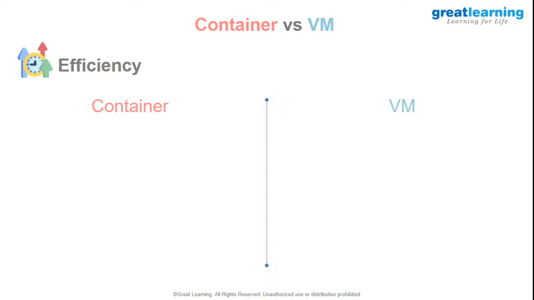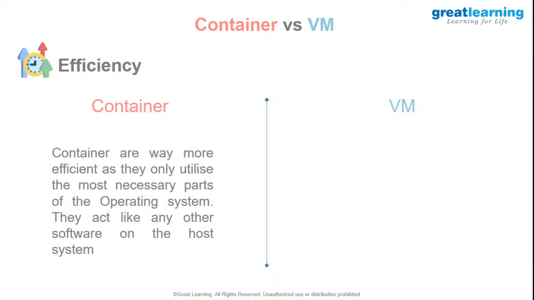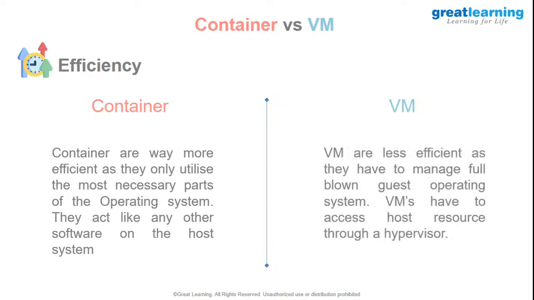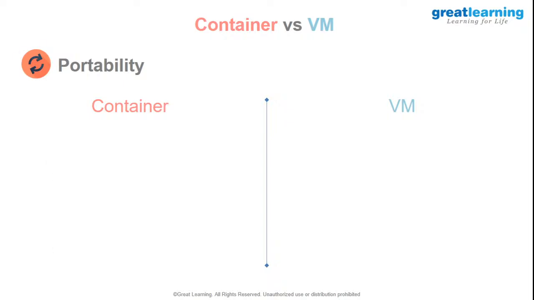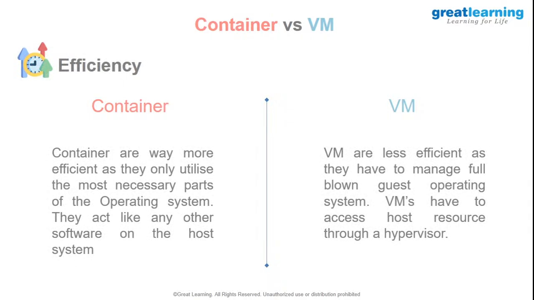So let's see the efficiency of container versus VM. This is somewhat related to the doubt asked before. Containers are way more efficient as they only utilize the most necessary parts of an operating system. Since they only utilize the most necessary parts, they act like any other software on the host system. So they don't utilize as many resources as a normal operating system would. Now, an operating system you might not think is heavy, but it is actually very heavy. It's normally like the size of 1 GB or something. But in containers, normally the size of the operating system would be like 100 MB or 200 MB. Whereas with VMs, again, it will be like 1 GB or 2 GB. So you can see the size difference over here. It's pretty vast.